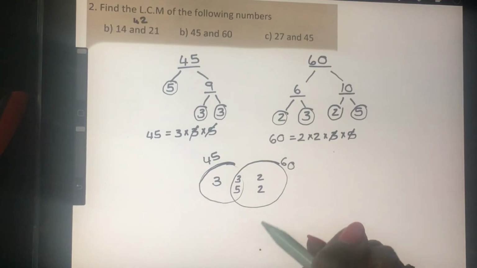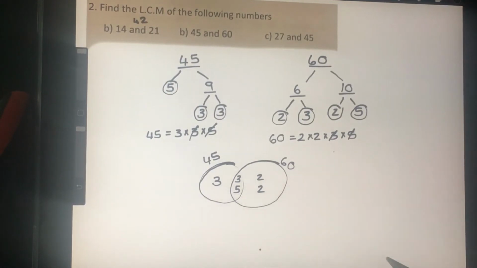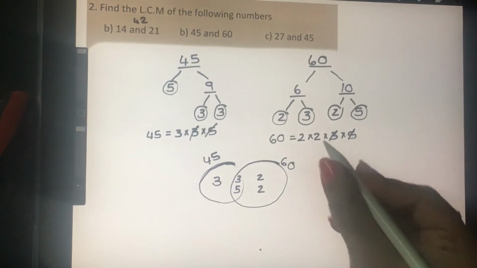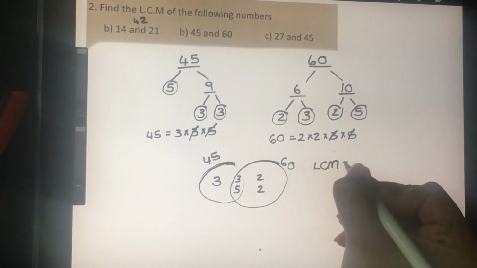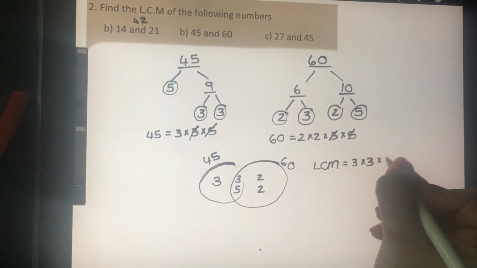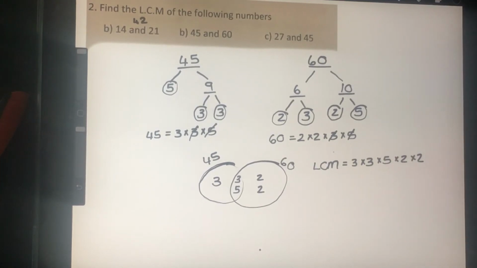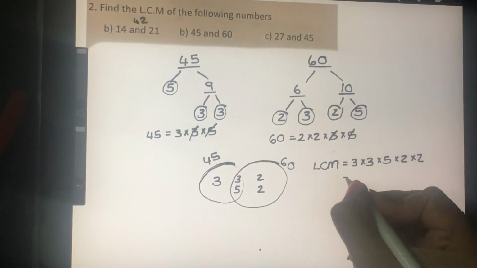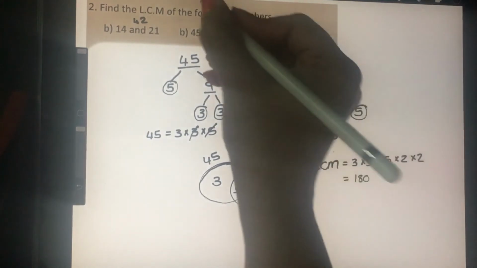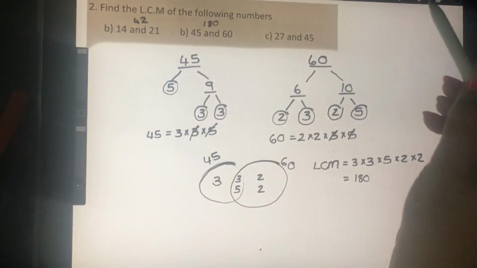Now again, if we were asked to do the highest common factor, we would only look at the intersection. So the highest common factor would be 3 times 5, which is 15. But in this instance, they only want the lowest common multiple. And then we are going to say 3 times 3 times 5 times 2 times 2. And we can input that on our calculator. So 3 times 3 times 5 times 2 times 2 will give me 180. So the lowest common multiple of 45 and 60 is 180.